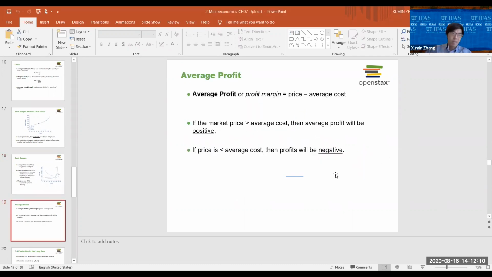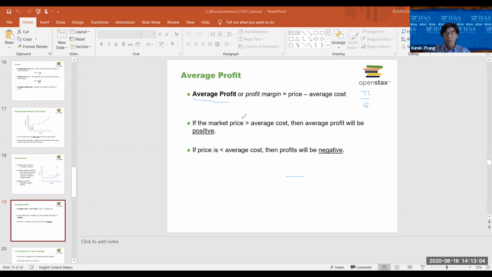I should save this for later because this is the average profit. But just keep this in mind: profit is the revenue minus the cost. So the average profit, or profit margin, is equal to the price. Actually, price is the average revenue, the total revenue divided by the Q, minus the average cost. The average cost is the total cost divided by the Q.